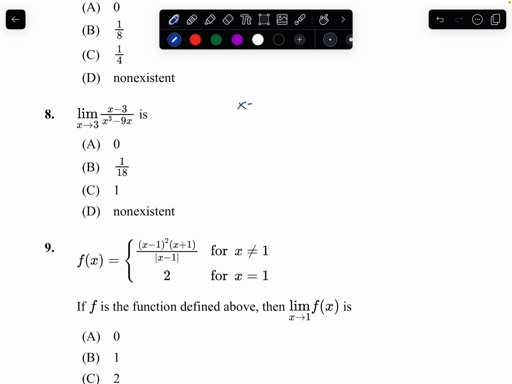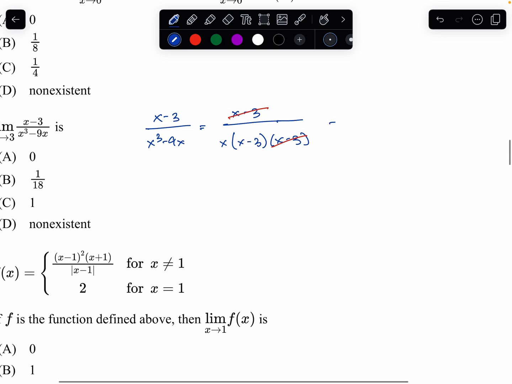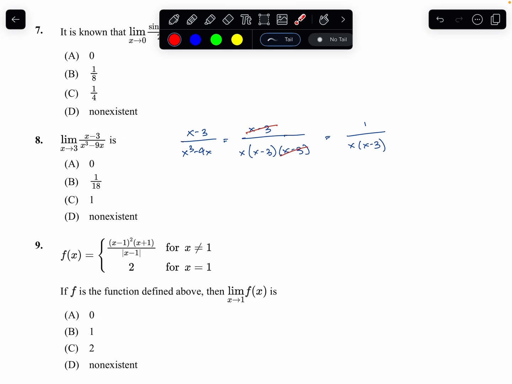So x minus 3 over x cubed minus 9x, I can factor an x from the denominator, and then I can also use the difference of squares, because then that's going to be x times x squared minus 9, so x plus 3 and x minus 3, right? So those can cancel. So there I know that there was a hole there, 1 over x times x minus 3, and now I can substitute 3.